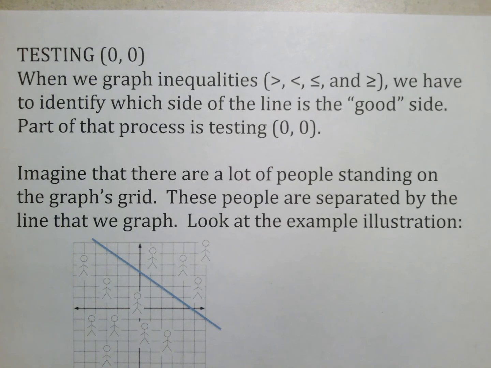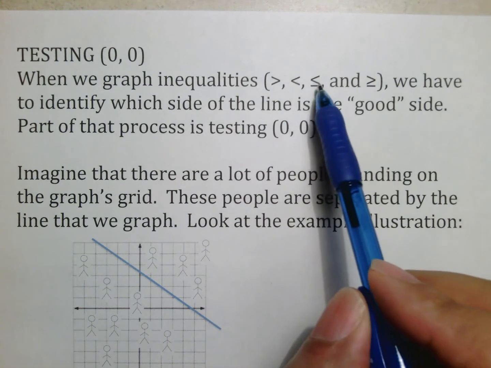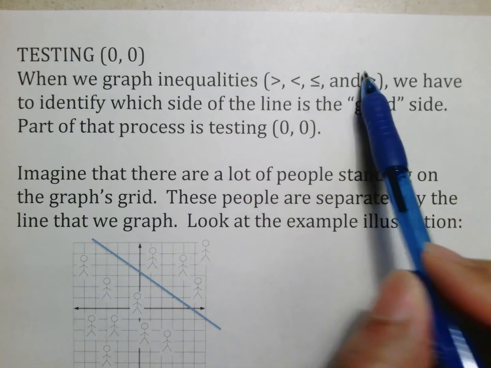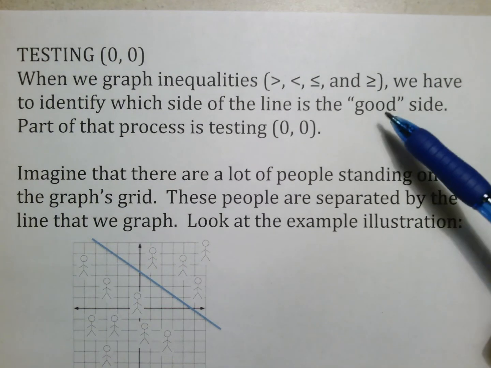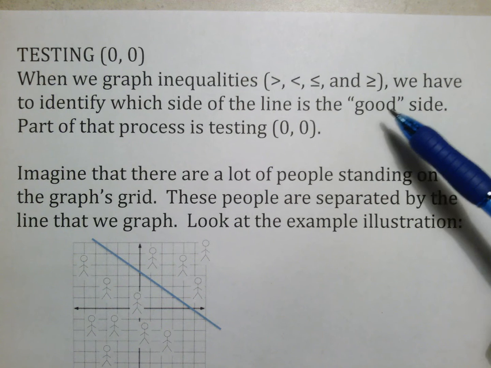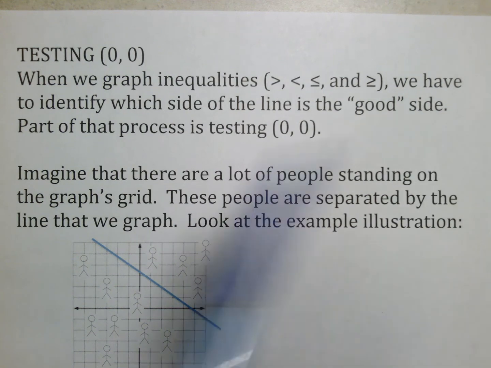The thing that we need to be able to do though after we graph our line is we have to be able to test 0, 0. That is the new part of what we're talking about. So when we graph inequalities with greater than, less than, you also have greater than or equal to because of the line, less than or equal to. We have to identify which side of the line is the good side, and we call that the good side because it's really not any good or bad side, but we are trying to identify the side that is the best. Part of that process is testing 0, 0.